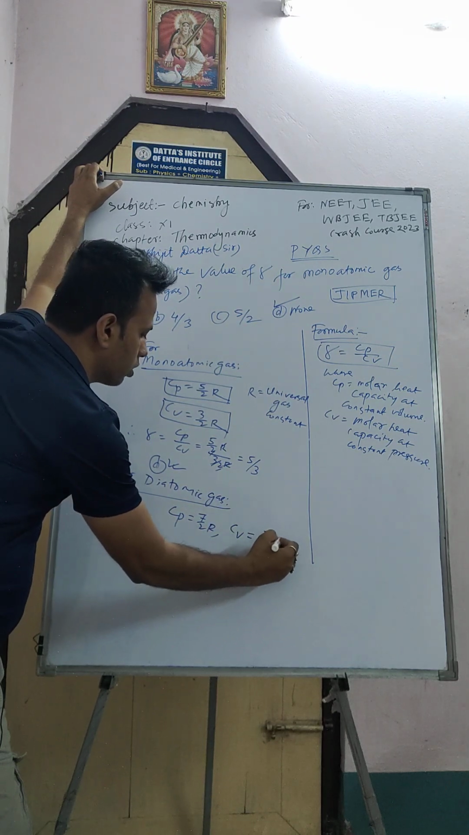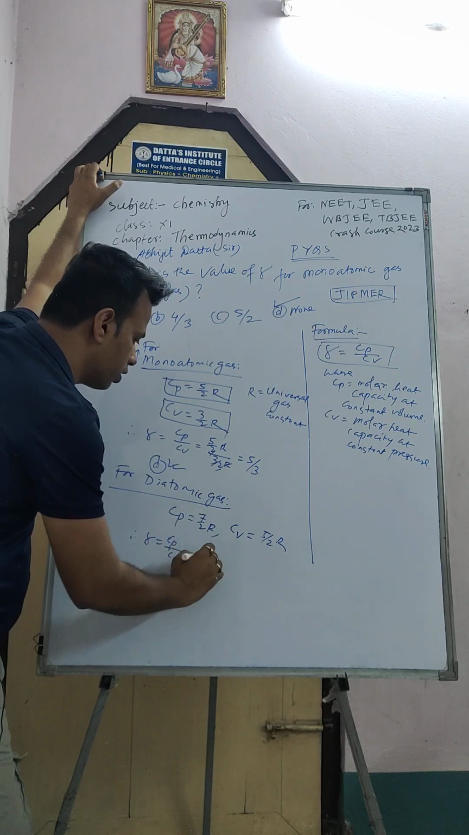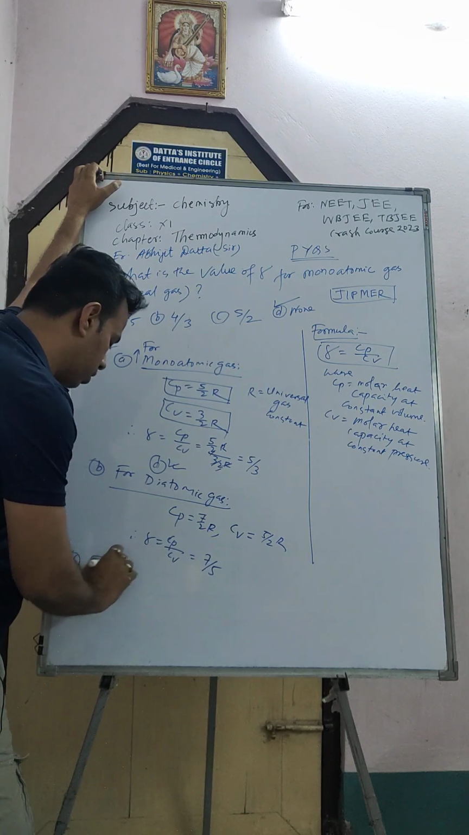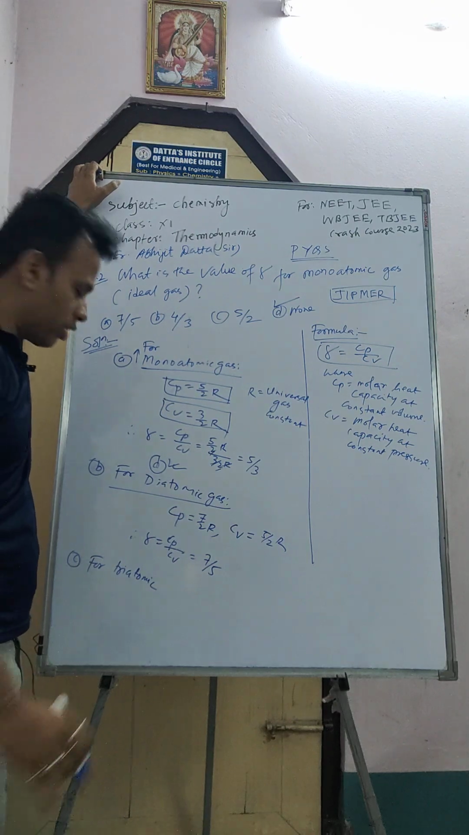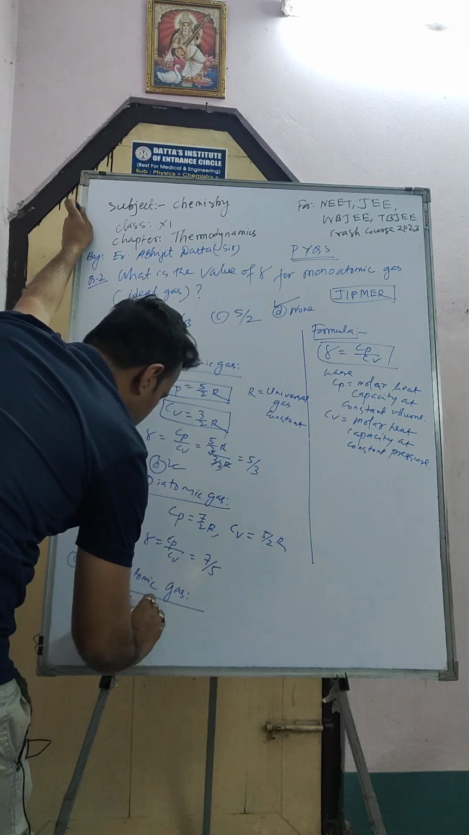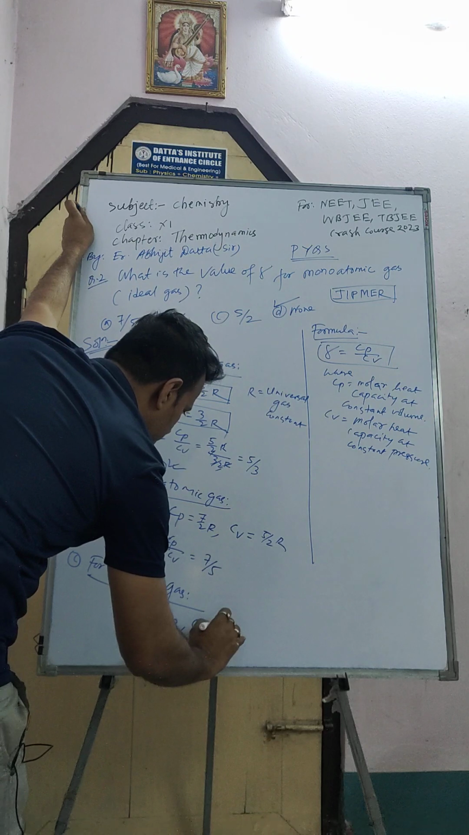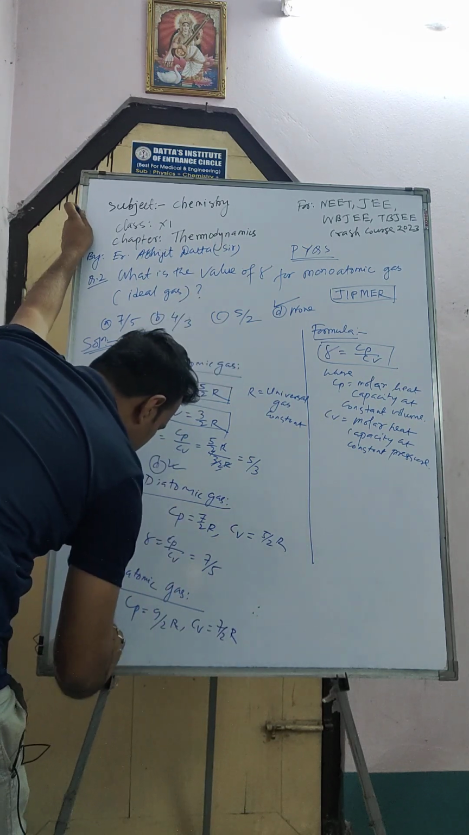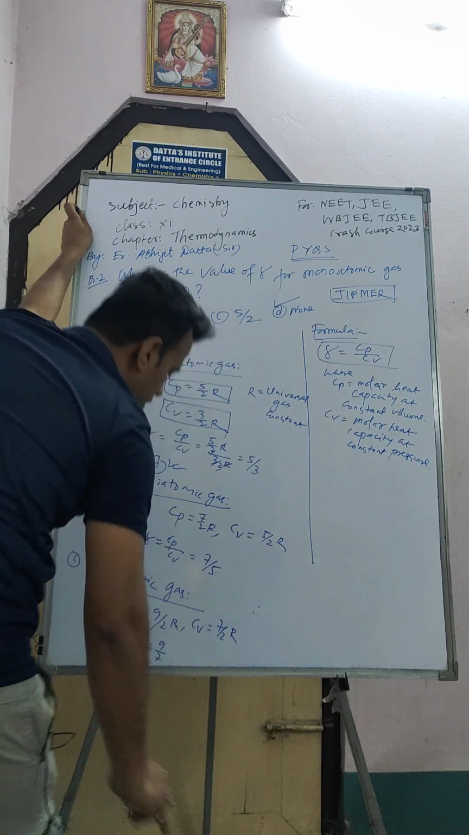5 by 2R. Okay, so gamma will be Cp by Cv. If we put this one, it will be 7 by 5. And for triatomic, if the question asks for triatomic gas, then what we will do? Here Cp is 9 by 2R, and Cv is 7 by 2R. Therefore, gamma will be Cp by Cv. It will be 9 by 7.